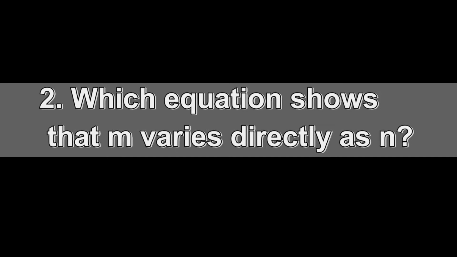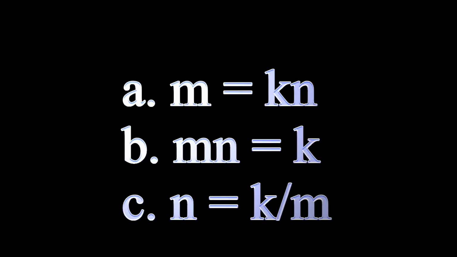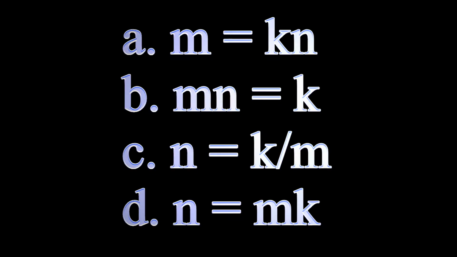Number 2. Which equation shows that m varies directly as n? A. m equals k times n. B. m times n equals k. C. n equals k divided by m. D. n equals m times k.